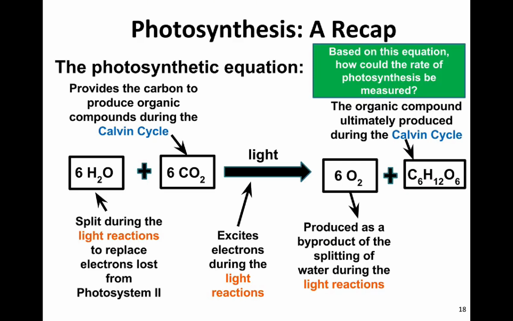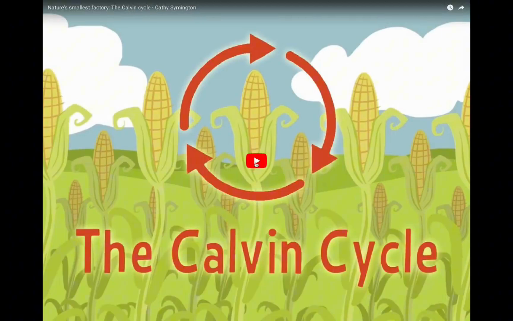And then the last thing, what would happen if we saw an increase in glucose? What would that tell us about the rate of photosynthesis? That would tell us that photosynthesis is also increasing, because the more glucose we have produced at the end, the more photosynthesis has occurred.